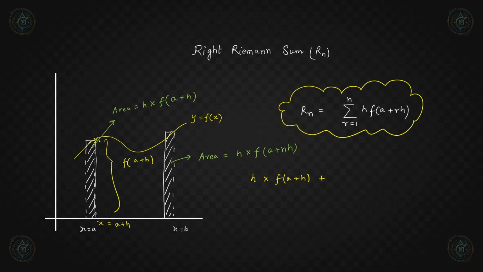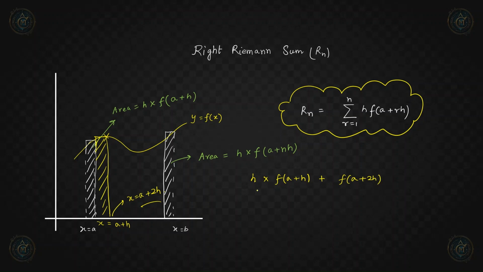Plus, then if we construct the next rectangle here, then we get this subinterval from x equal to a plus h to x equal to a plus 2h. So then we again get this point on this curve y equal to f(x) and then move towards the left. So we construct this rectangle here. So what will be the height of this rectangle? Height will be f(a plus 2h), right?